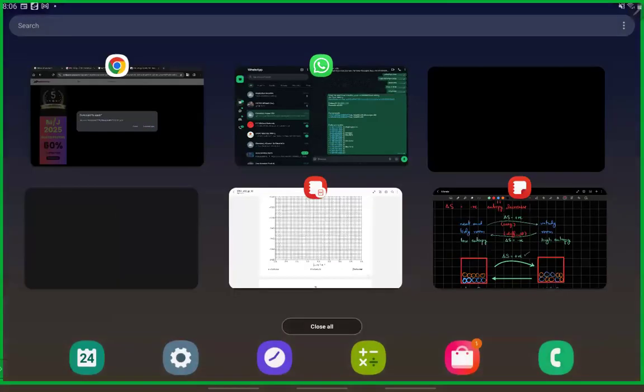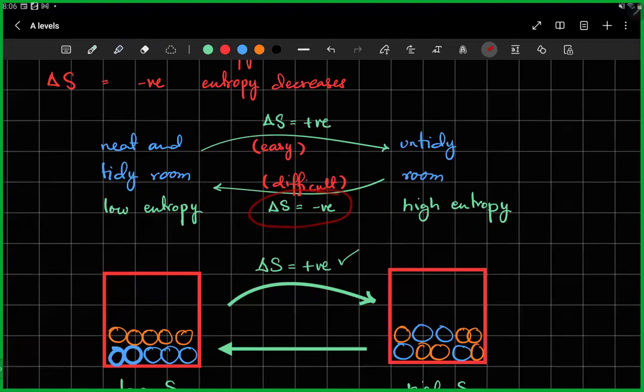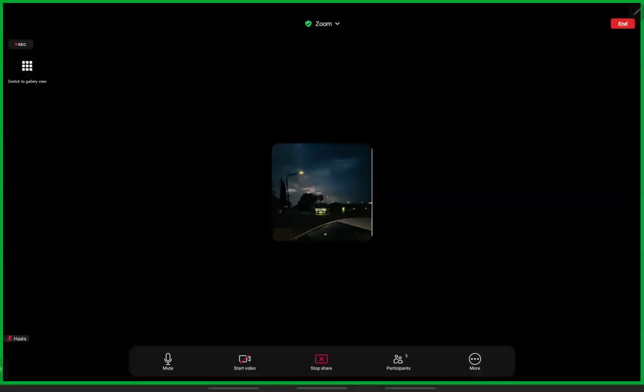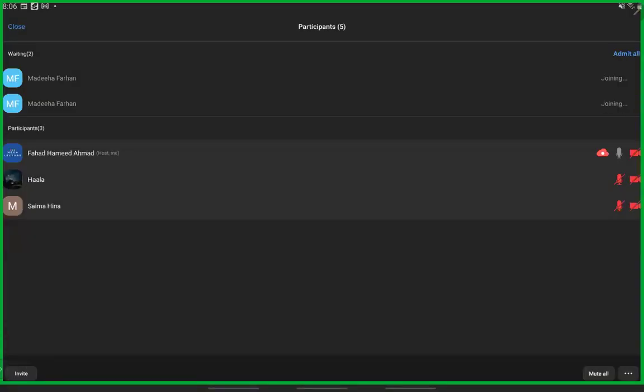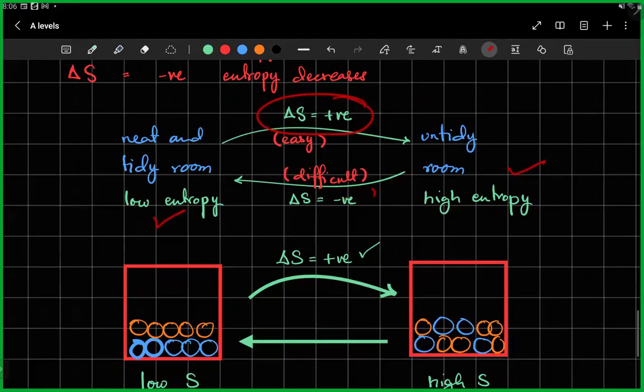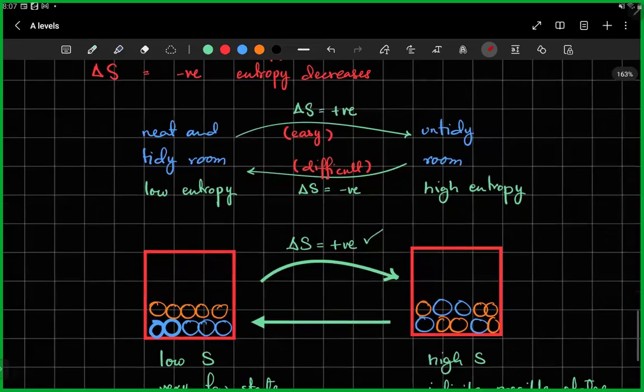So vice versa, if you're going in the other direction, that is delta S negative. That means the entropy is decreasing. So your entropy decreases. So high entropy and low entropy: delta S positive, gain in entropy; delta S negative, loss in entropy. And I told you delta S positive is very easy. Making your room untidy is easy. Going from high entropy to low entropy, that is difficult. So things naturally move towards delta S positive. They all like delta S positive.